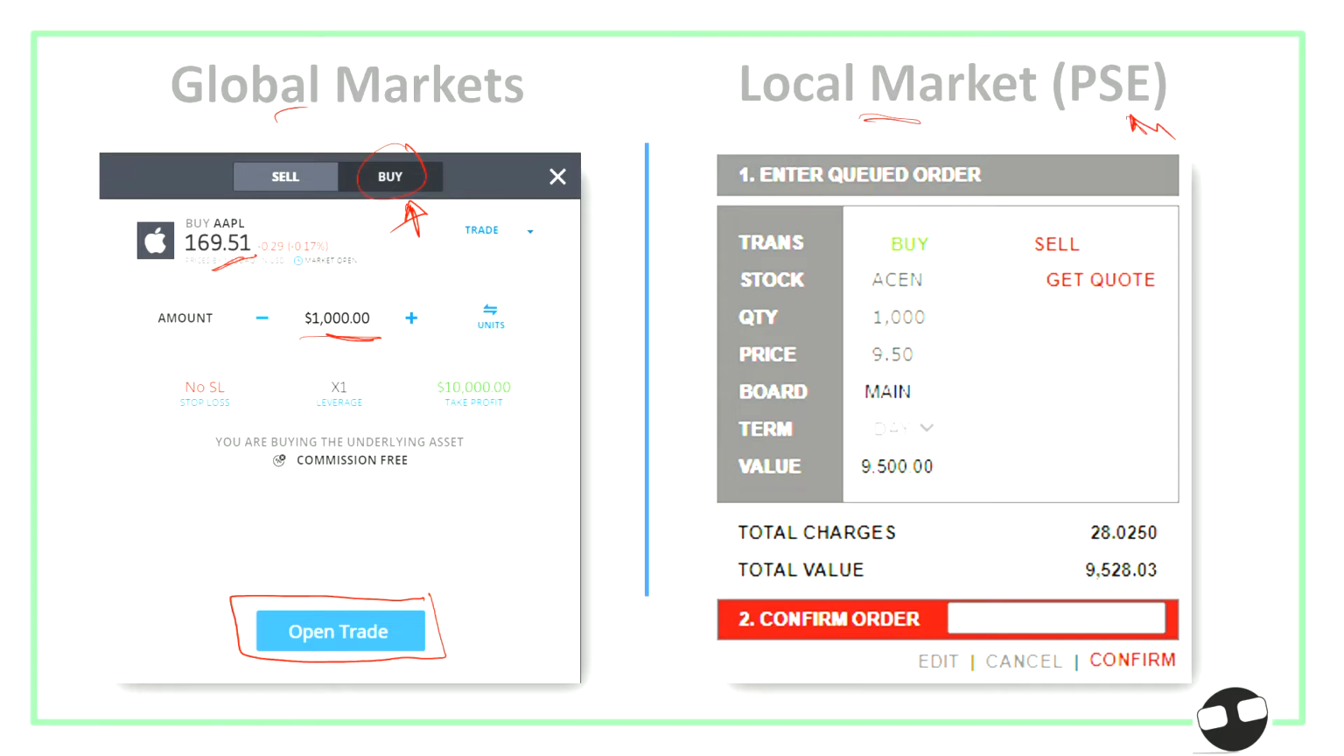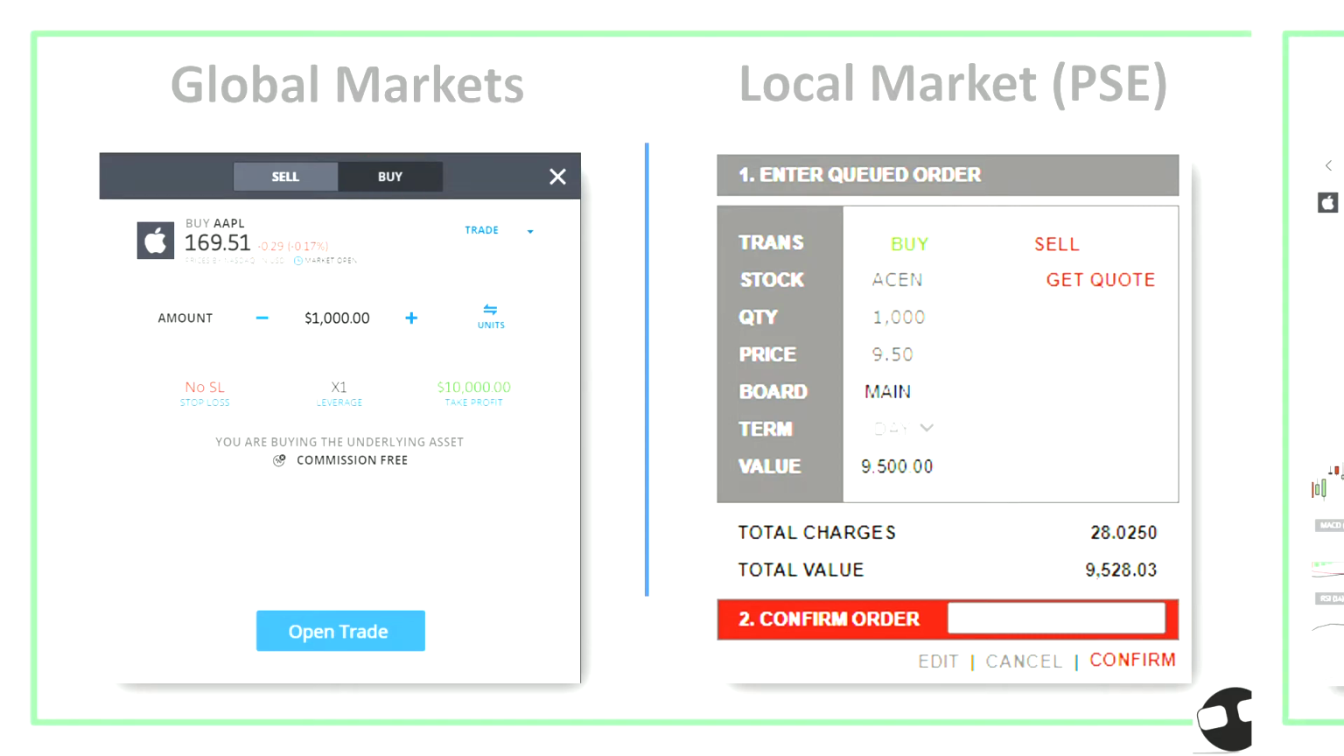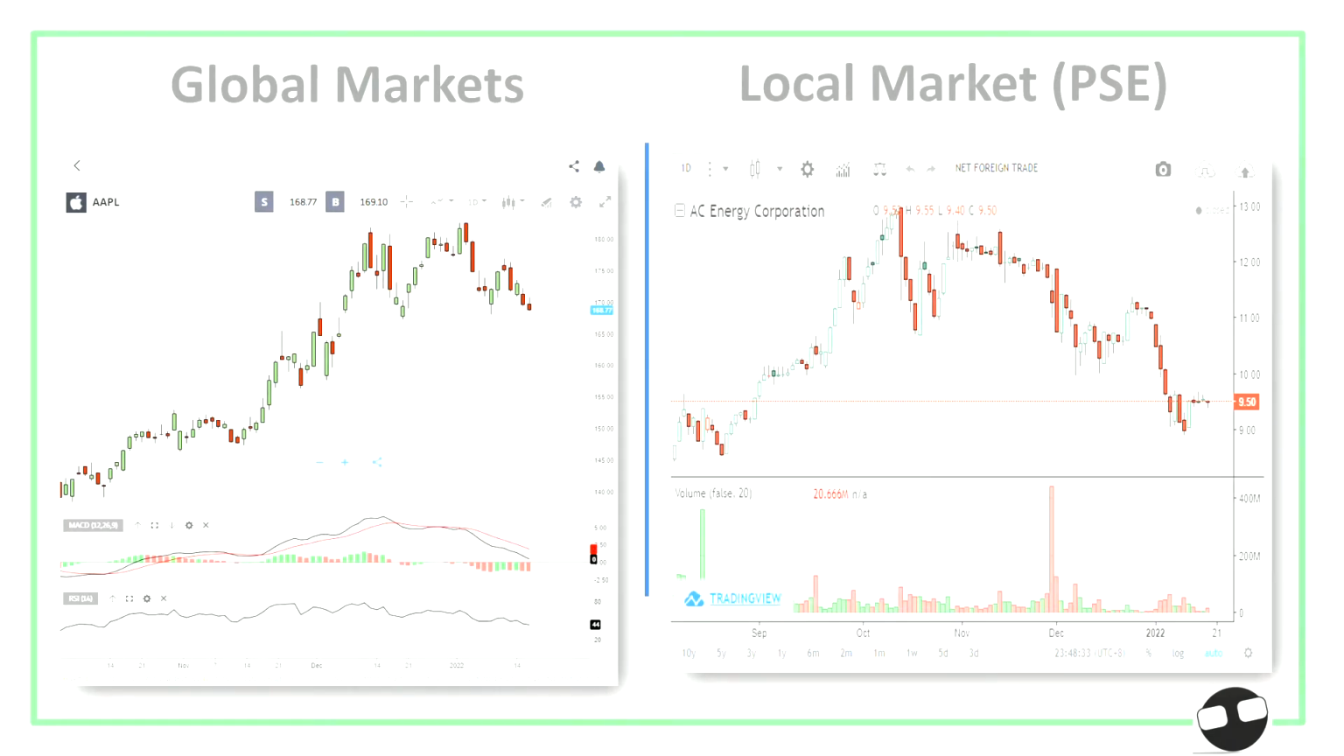Now, let's say sa local market naman or sa Philippine Stock Exchange Index. So you also have here an option for sell and buy, but this time we're going to buy, for example, ASEN, quantity is about 1,000 shares and price of 950. Okay, so if you input your password here, you can now actually initiate the buy position.